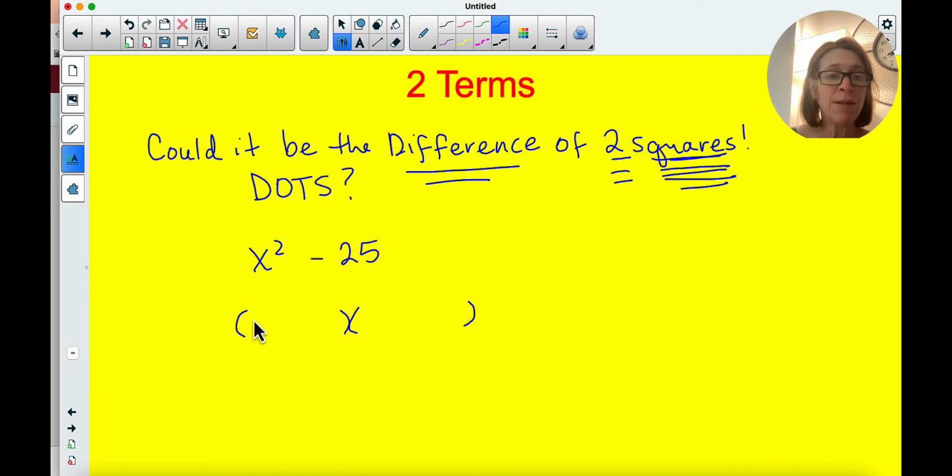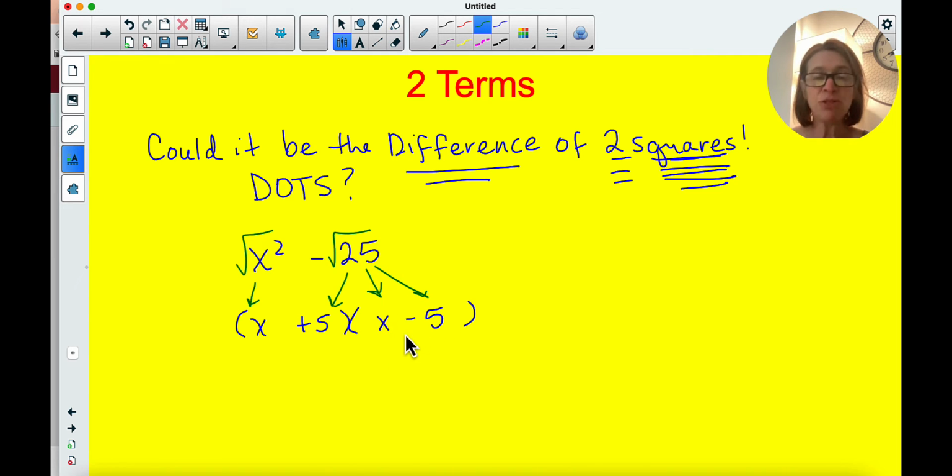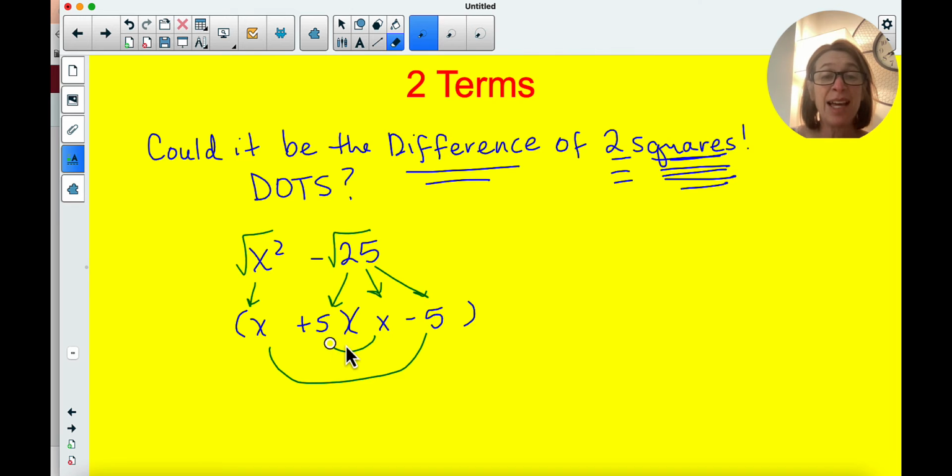The pattern is x plus 5, x minus 5. I'm not teaching the pattern, I'm reviewing the pattern. The way the pattern works really is that it's the square root of each term, one plus, one minus. Why is that? Because if you were to multiply these 2 binomials out, you'd get a 5x and a negative 5x, which would cancel, which makes the middle term go away.